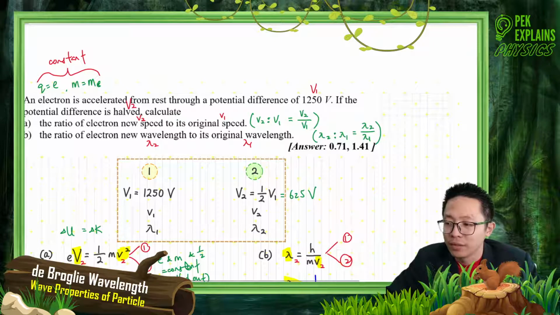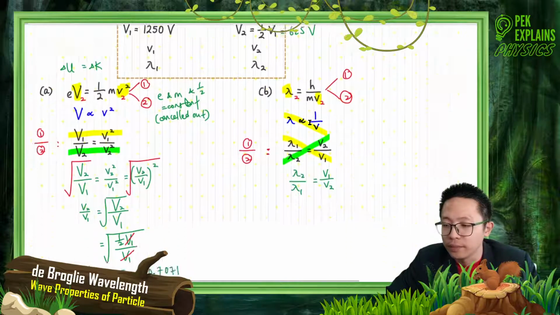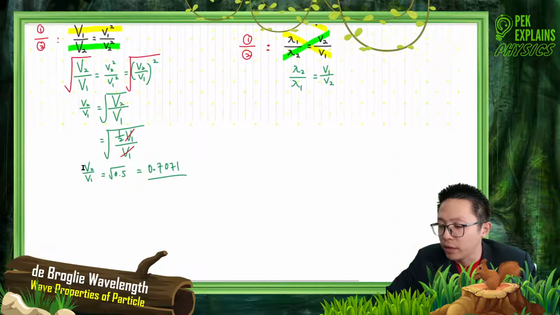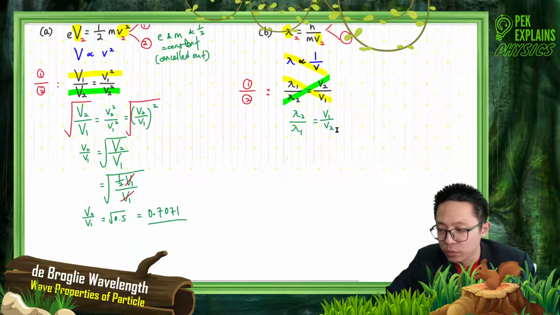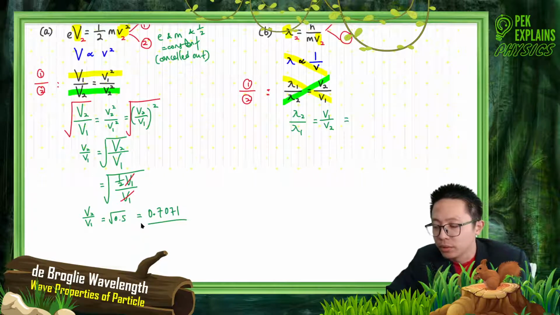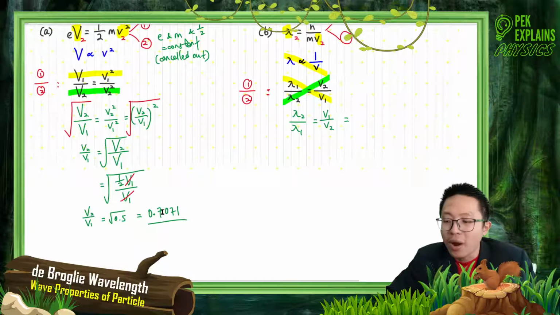Part A we already have V2 over V1. So why don't we make use of this? We can put it into here. This one is V1 over V2, and this one is V2 over V1. That means this is equal to 1 over this one, V2 over V1, which is square root. Don't use this decimal place, not so accurate. Use the one still in the square root form.